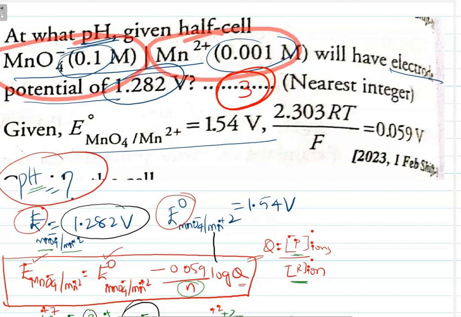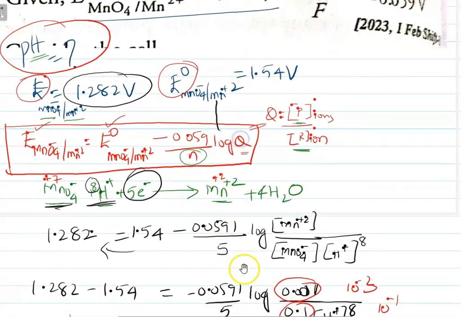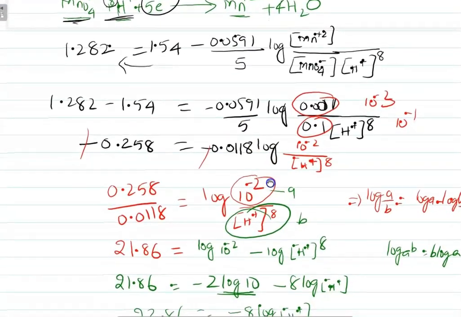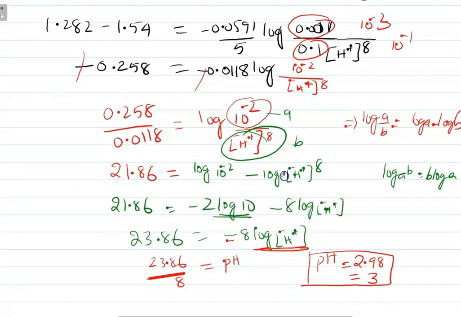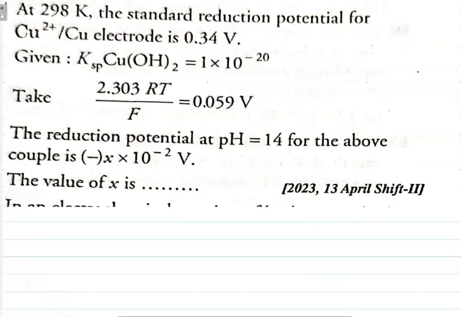So the trick is, E and E naught are given. We know that it's the Nernst equation. The first thing we have already known. Next, when you are solving this, you should keep in mind that we need to calculate pH, that is nothing but the negative logarithm of H plus ion. So whenever you get the negative logarithm of H plus ion, at that place you just substitute it as pH and you get the answer. So very simple.